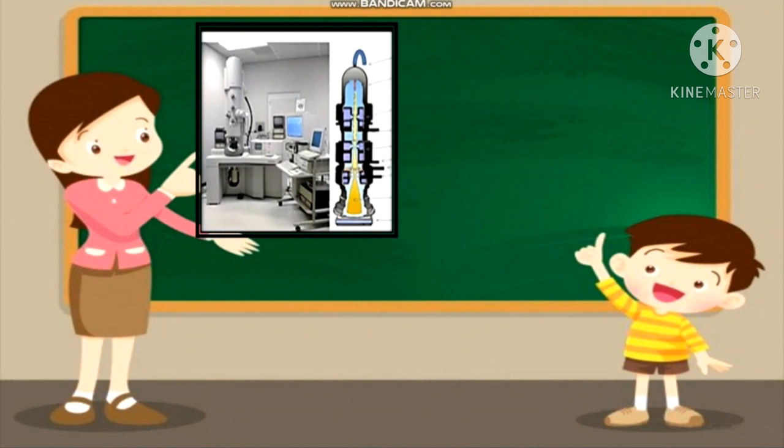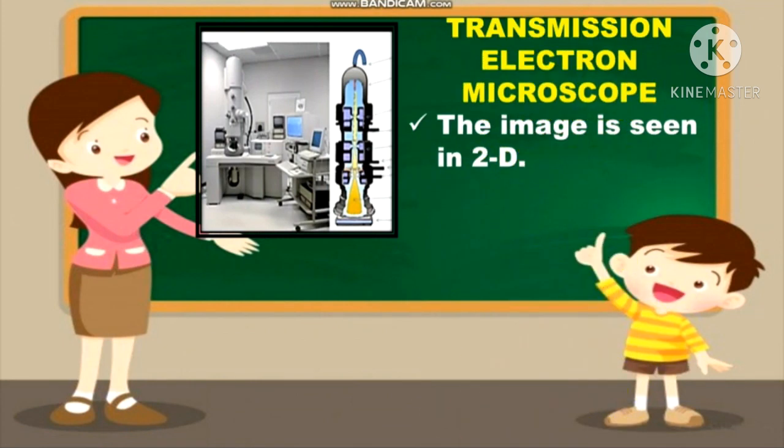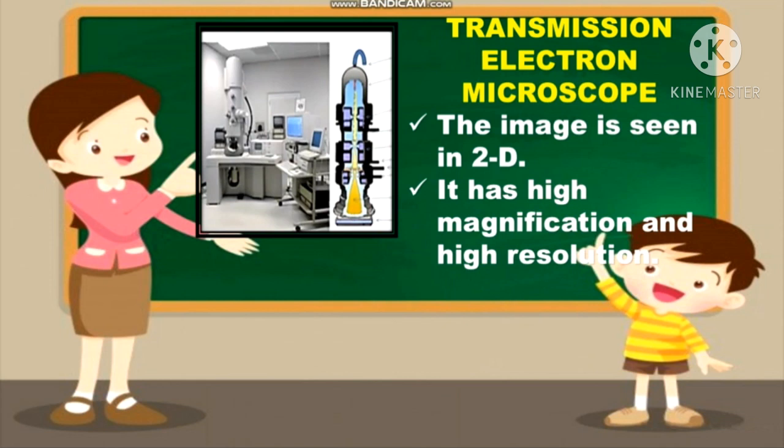And the last type of microscope is what we called transmission electron microscope, or TEM. TEM is electron illuminated, so this gives us a 2D or two-dimensional view. Thin slices of the specimen are obtained, so the electron beams pass through this. It has high magnification and also high resolution.